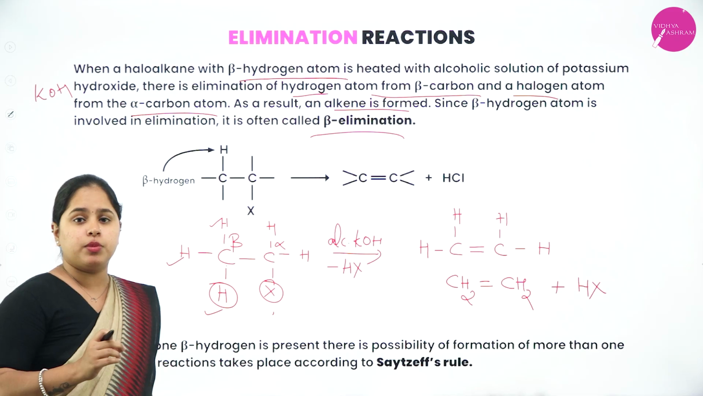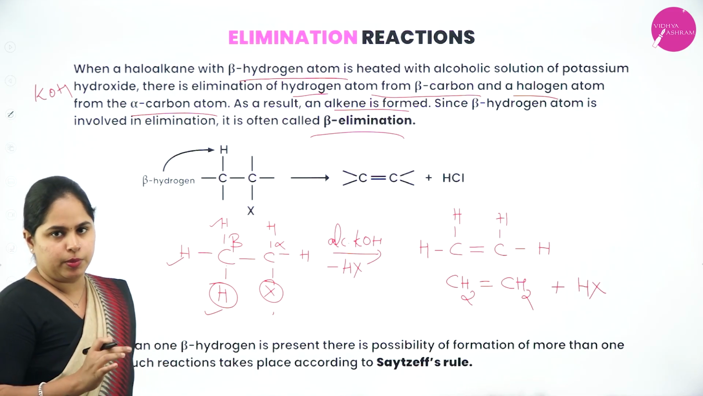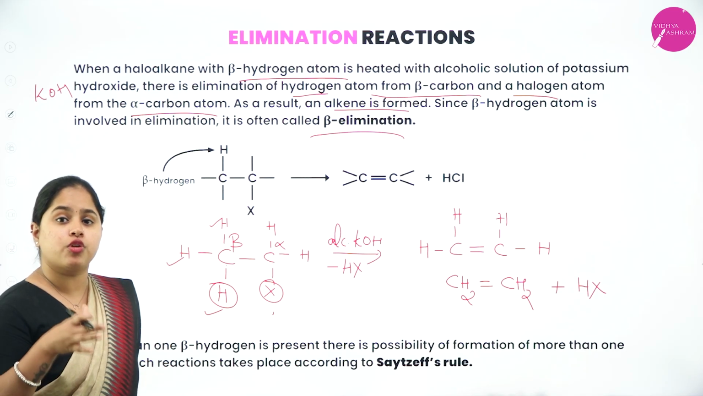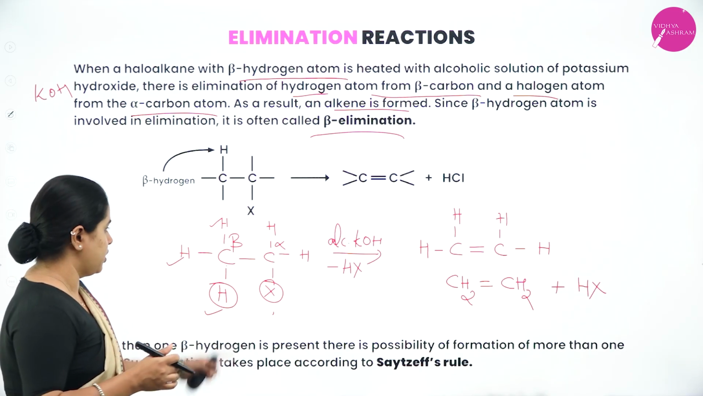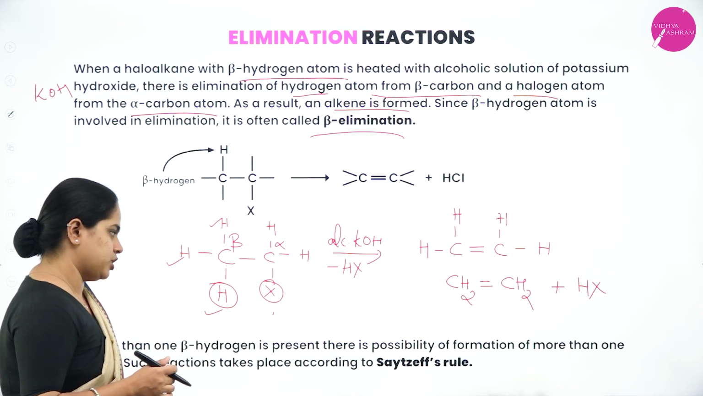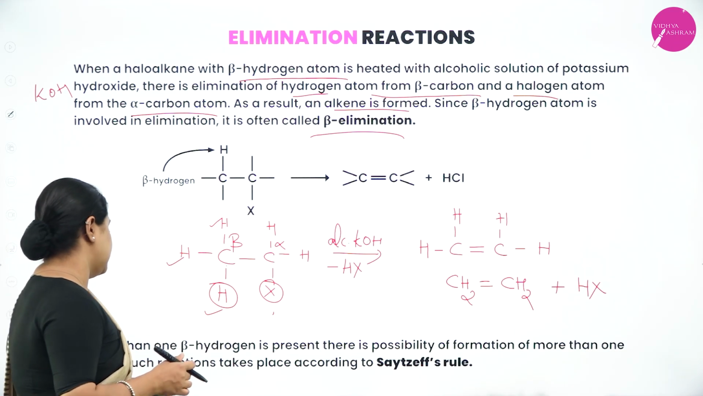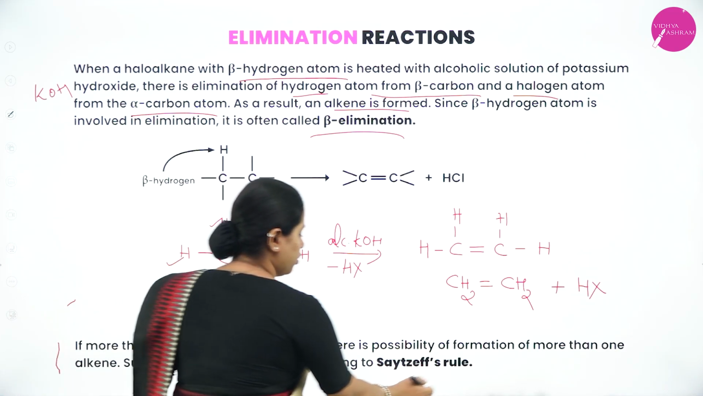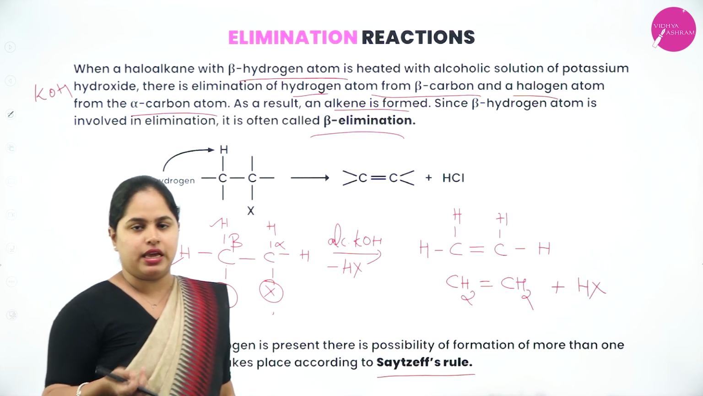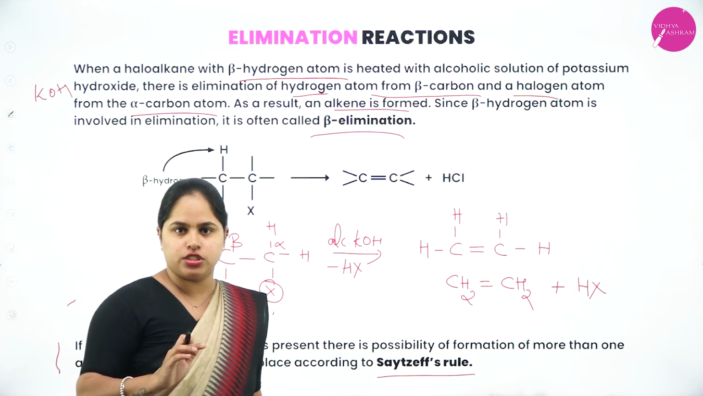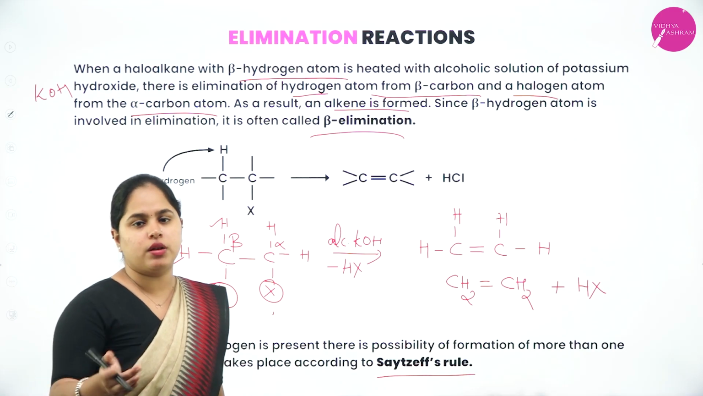Beta hydrogen will be removed, and from the alpha position, halogen will be removed. Always hydrogen will be removed from the beta position. Okay. So if more than one beta hydrogen is present, there is possibility of formation of more than one alkene. Such reactions take place according to the Saytzeff rule. Okay. So if more than one beta carbon is there, more than one beta hydrogens will be there, right? In such cases, how do we decide which will be the product formed?